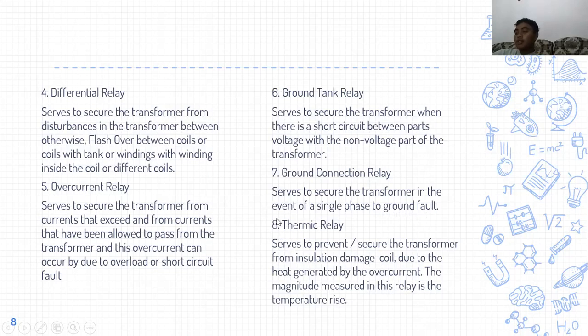Number 8 is thermic relay. It serves to prevent or secure the transformers from insulation damage to the coil due to the heat generated by the overcurrent. The magnitude measured in this relay is the temperature rise.